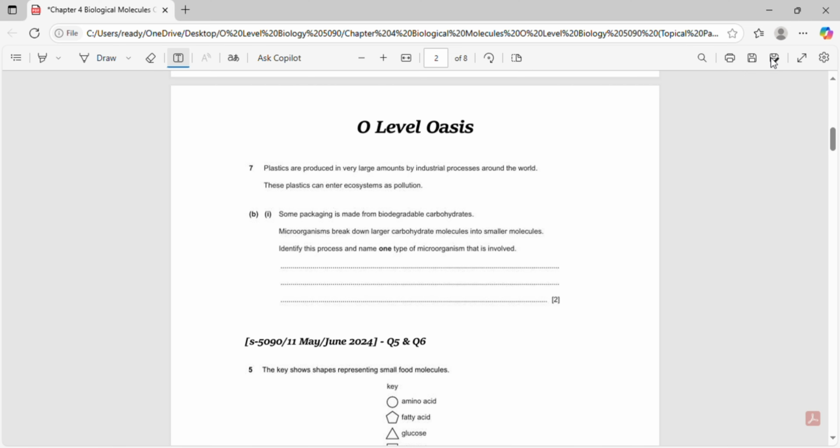Here, they've used the word carbohydrates and told us that these are biodegradable. They also mention that microorganisms break down larger carbohydrate molecules into smaller molecules. Now, the question asks us to identify this process and name one type of microorganism that is involved. So, here we simply need to mention two things, the name of the process and the microorganism responsible for it, and the correct answer is, the process is called decomposition and the microorganisms involved are bacteria or fungi.